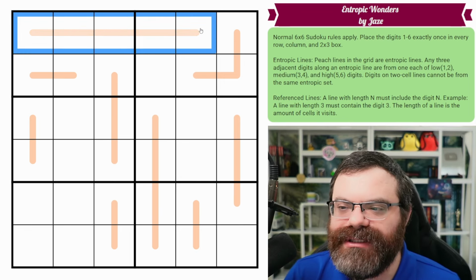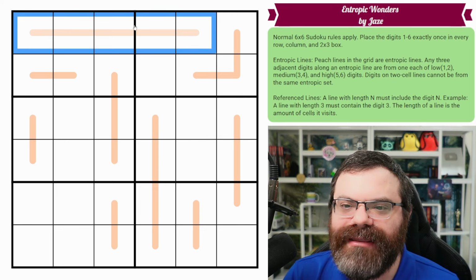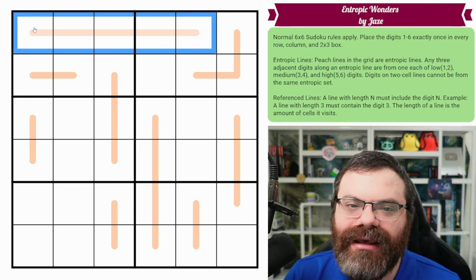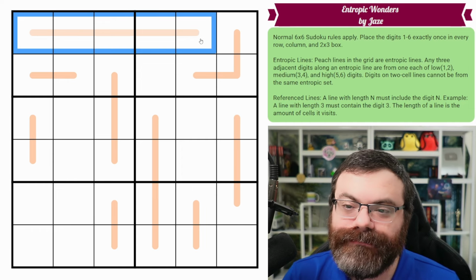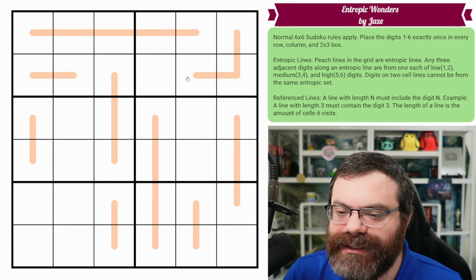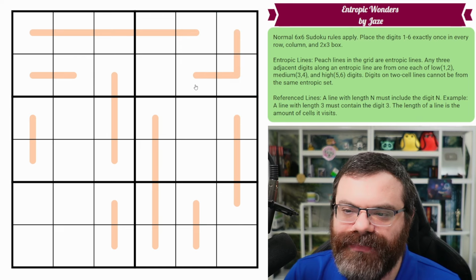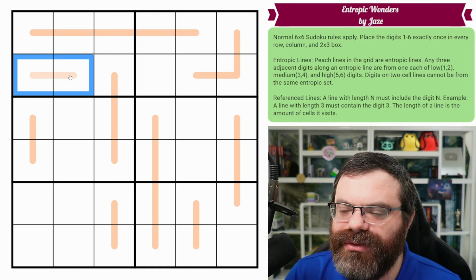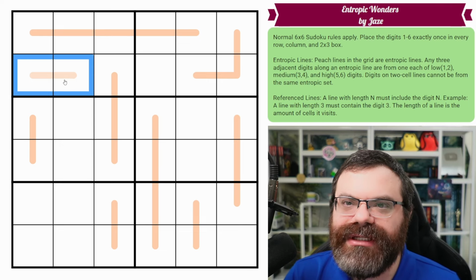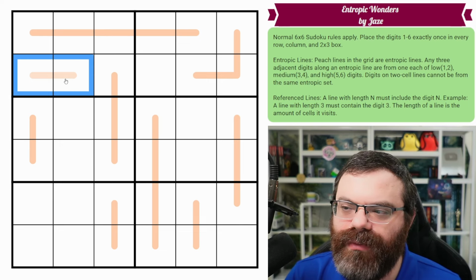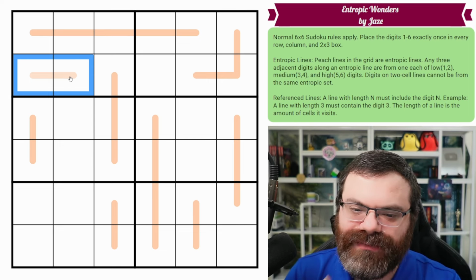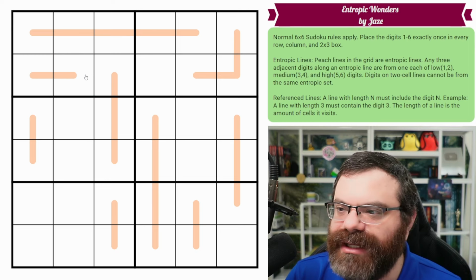They're also referenced lines. Now, a reference line of length n must include the digit n. So this line is length 5, so it has to have a 5 on it somewhere. All right, and yeah, here's another example. This line is length 3, so it must have a 3 on it somewhere. Now, a line that is shorter than length 3 just needs 2 different entropies. You can't have 2 lows, 2 mediums, or 2 highs on it. That's how entropic lines work for that.